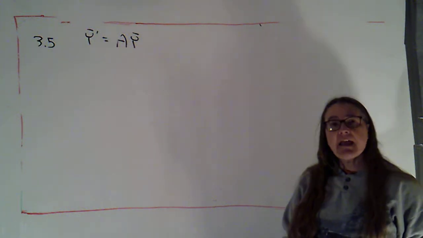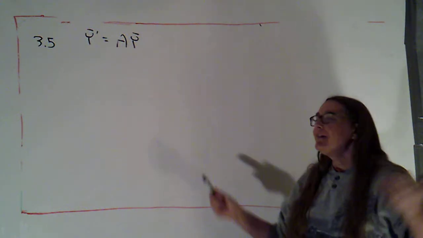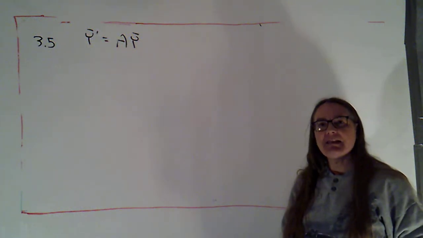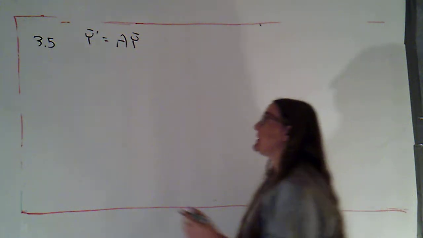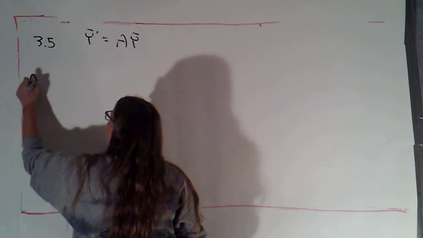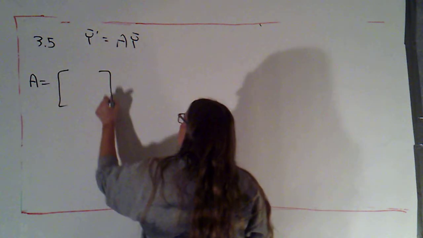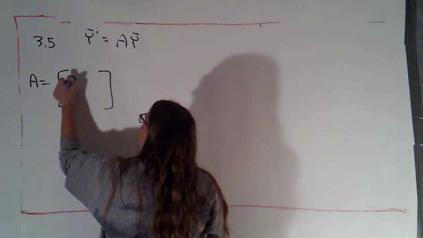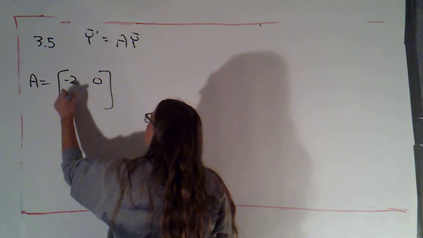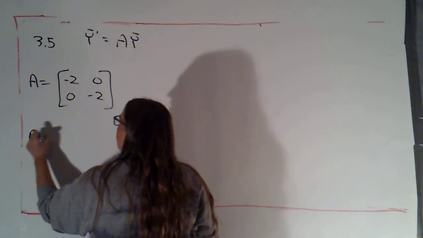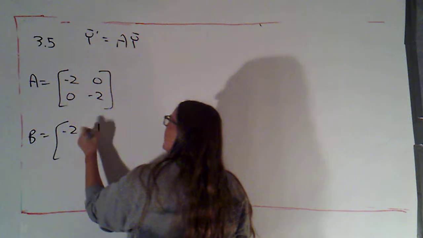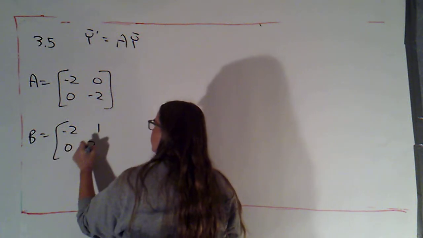What we're going to look at now is what happens if that quadratic equation has a repeated root. So I'm just going to give you two different matrices here. Let's suppose I had A equals -2, 0, 0, -2, and B is going to look fairly similar, but I'm going to put a 1 in that position instead.